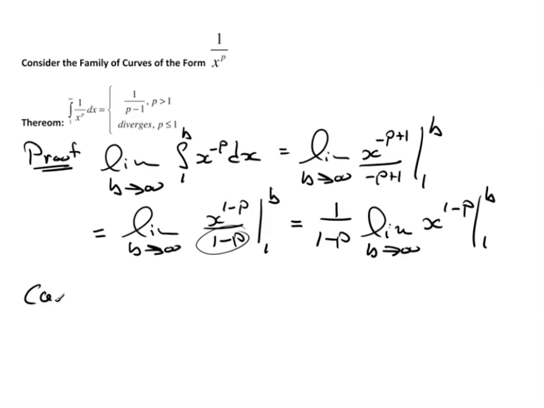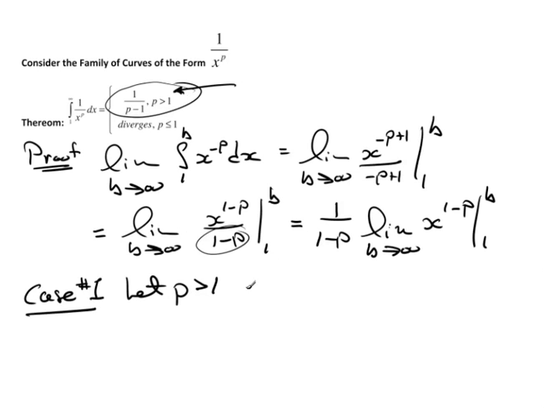Case number 1, I'm going to let p be greater than 1. That is actually this scenario right here. So if this theorem's correct, when I integrate this and evaluate it under the condition that p is greater than 1, I should get this result. So note that if p is greater than 1, then 1 minus p is going to be less than 0. If p is bigger than 1, I take 1, subtract something bigger from 1, I get a negative number. Well, that means that the exponent is going to be negative.